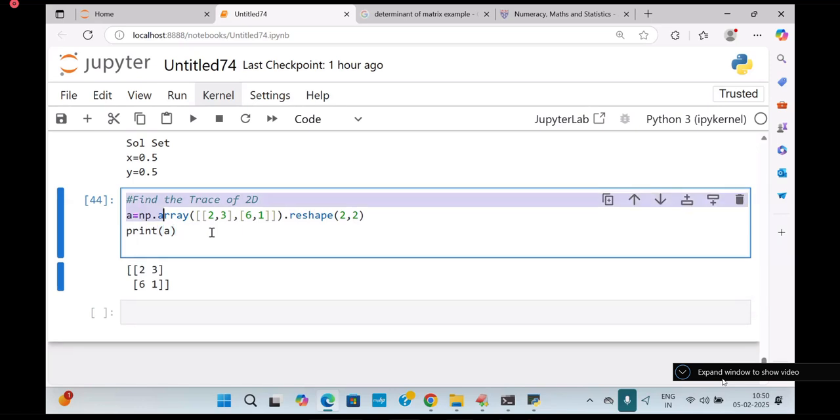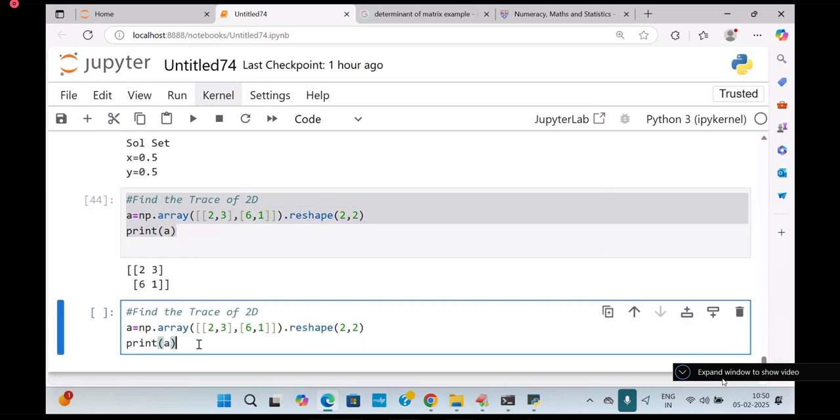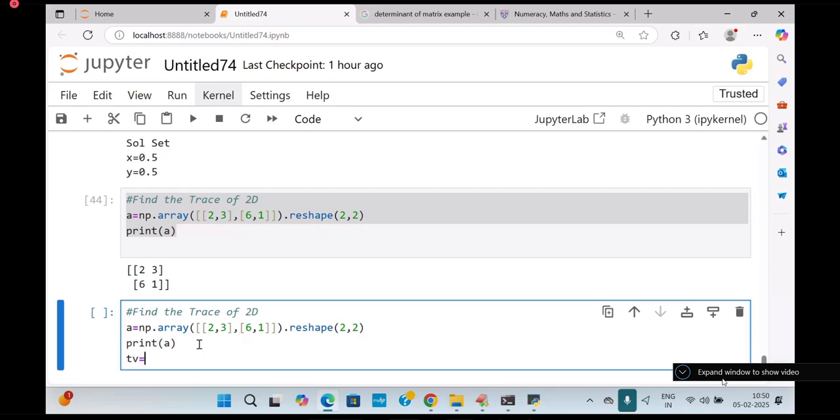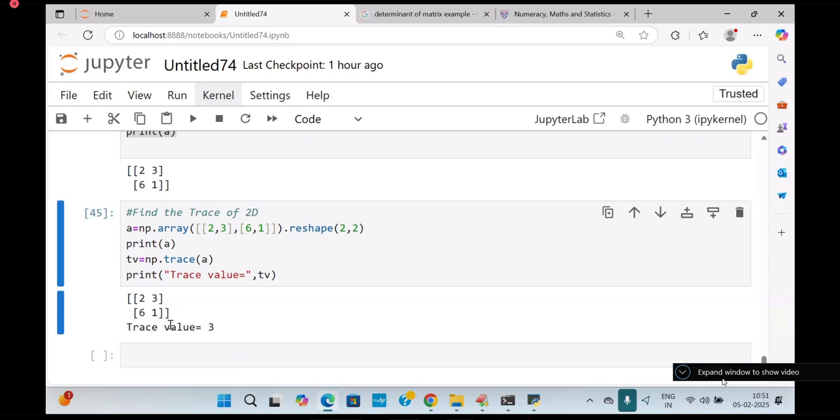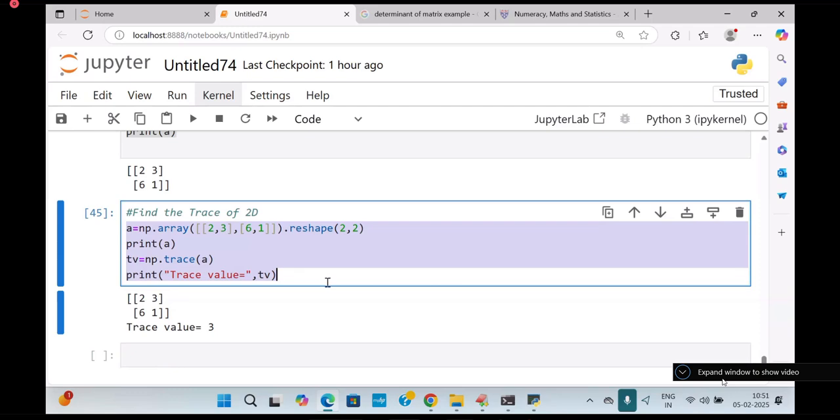Now I want to find the trace. So how do I find the trace here? I will write: trace value is equal to np dot linalg dot trace of A. So directly it is np only. Trace value is nothing but the sum of principal diagonal elements. Sum of principal diagonal elements is called trace. So what is the trace value here? 2 plus 1 is 3.